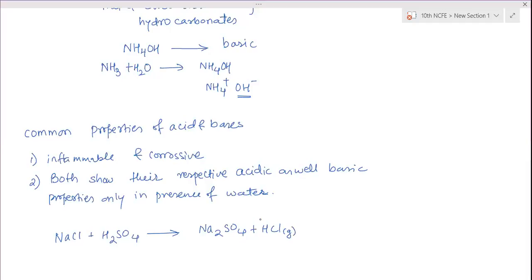Okay. So alcohol and glucose, although they consist of H plus hydrogen, are yet not considered acidic in nature. Why? They don't dissociate to form hydrogen ions when dissolved in water. Yes, they do not dissociate to form hydrogen ions.